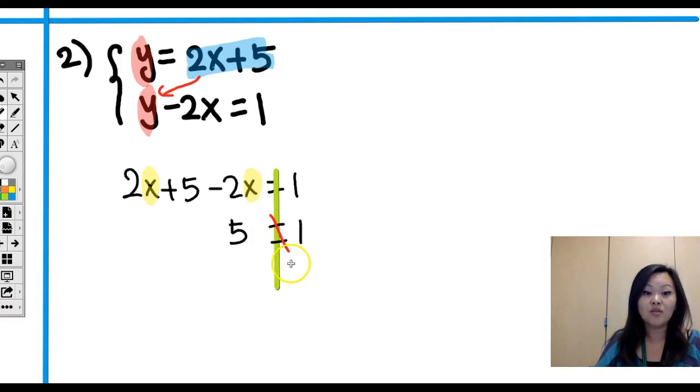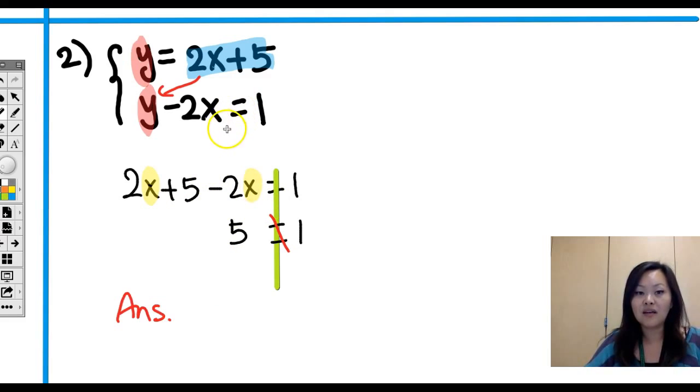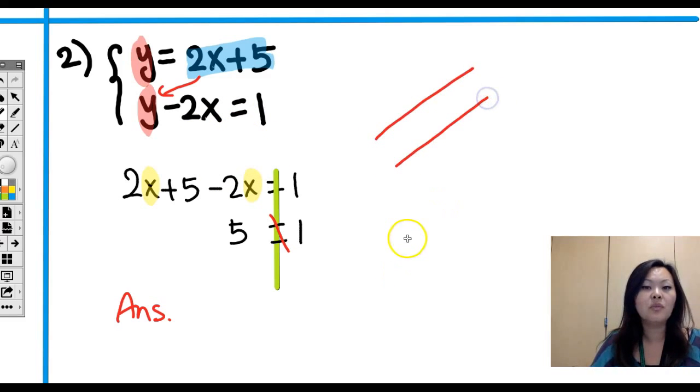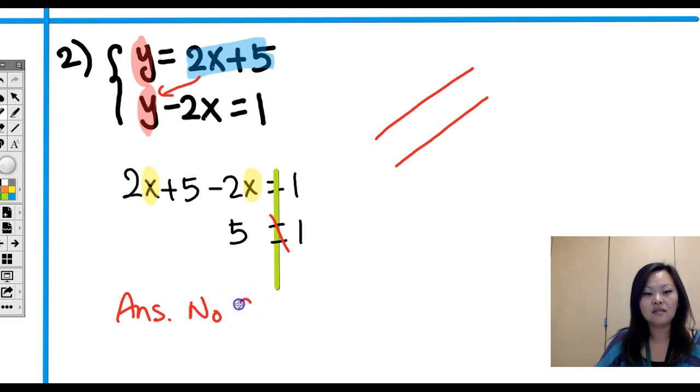And then now what I'm going to do is I'm going to come up with my answer, which is the same thing. No matter what I put into the x or the y, I would never be able to find an answer. If I were to graph this, it would look like this. Two parallel lines. So they would never meet, right? So your answer is no solution.